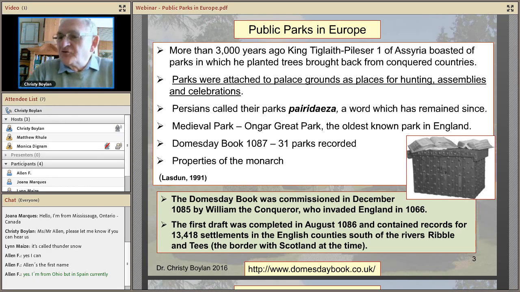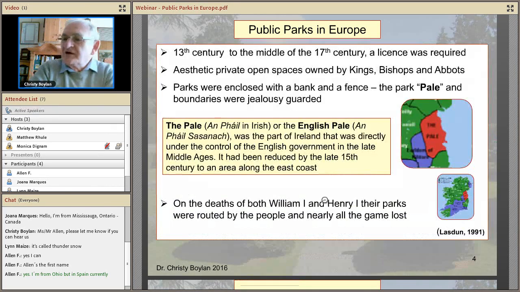So there's a little note there at the bottom about the Domesday Book, commissioned in 1085 by William the Conqueror, who in fact was a Viking, and he invaded England in 1066. It was completed in 1086 and contained records of 13,418 settlements in the English counties south of the River Ribble and Tees. You'll find that if you read any English history, the Domesday Book is a very useful reference.